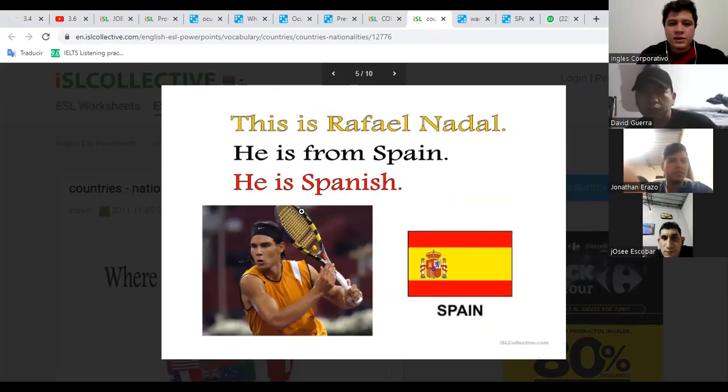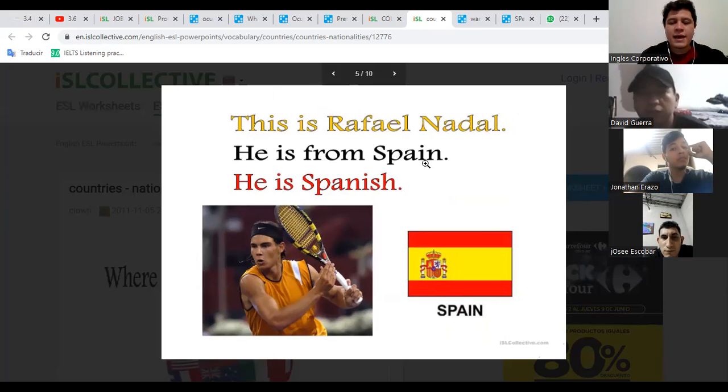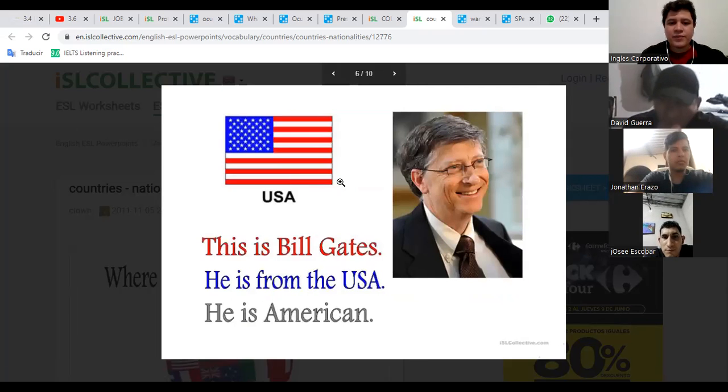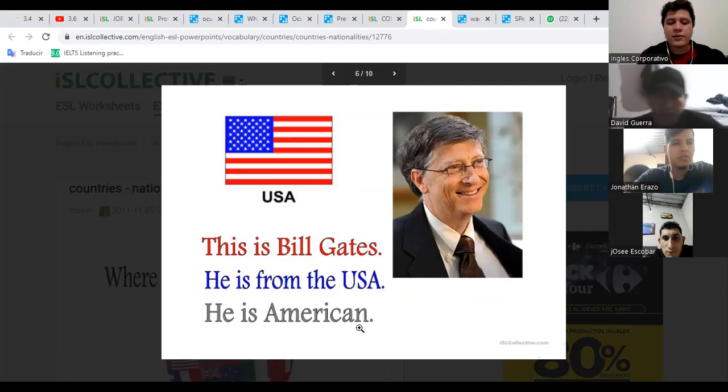So we have this one. This is Rafael Nadal. He is from Spain. He is Spanish. Él es de España, él es español, okay, Spanish. Now, this one, USA. This is Bill Gates, Microsoft. He's from the USA or United States. He's American. Él es de Estados Unidos, él es americano, o estadounidense, American.